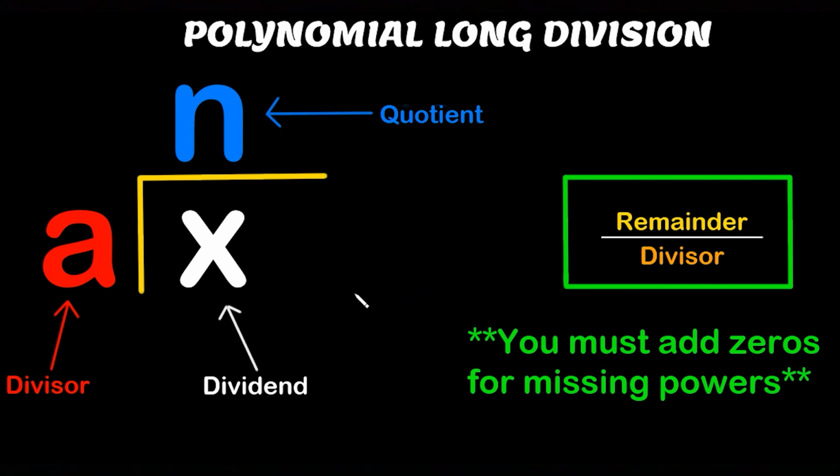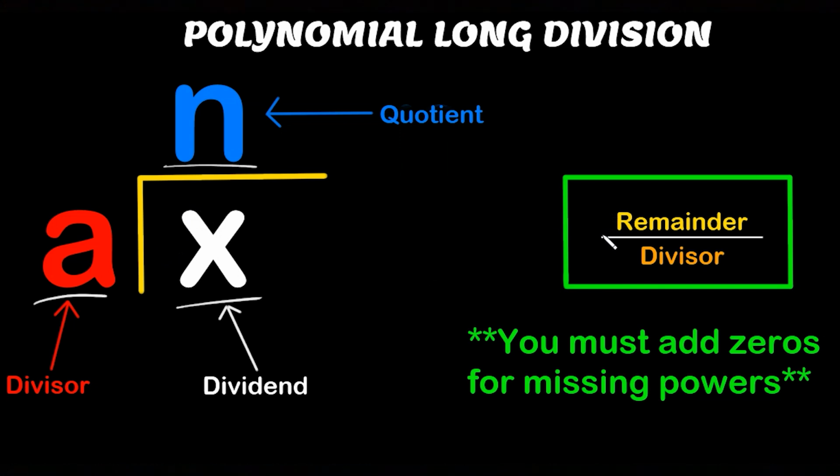So off to the left-hand side here, you can see that I have a long division bar, and on the outside of that, we have our divisor. The inside is going to be our dividend, and then the quotient, what we get for an answer, will be up top, okay? Now, a couple of things to remember here.